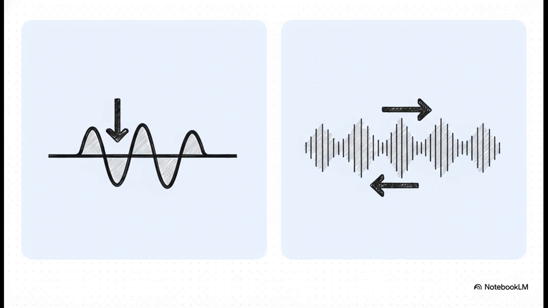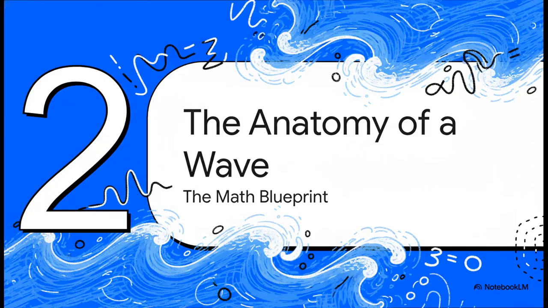And on the right, that's a longitudinal wave. Here, the wiggle is parallel to the energy flow. Sound works just like this, by bunching up and stretching out the air in the exact same direction the sound is traveling. Okay, so we know what they are, but how do we actually describe them?